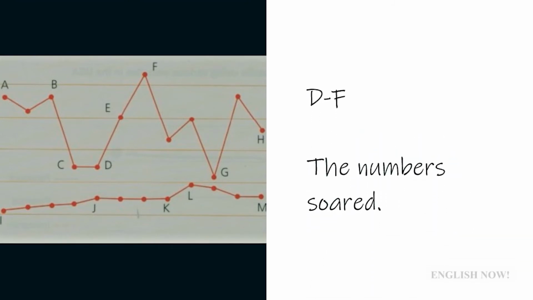Let's look at points D to F this time. So here we can see the numbers soared. So you can say there was a dramatic increase between D and F.